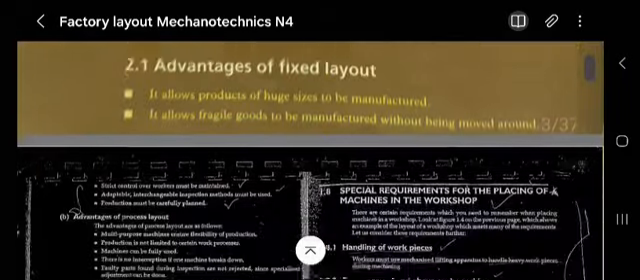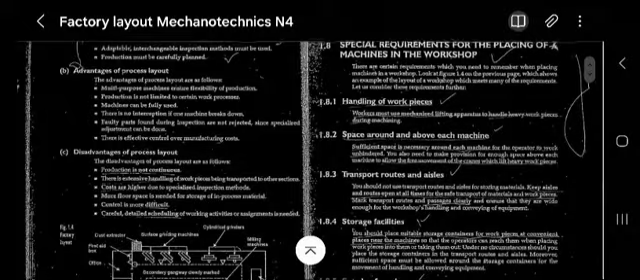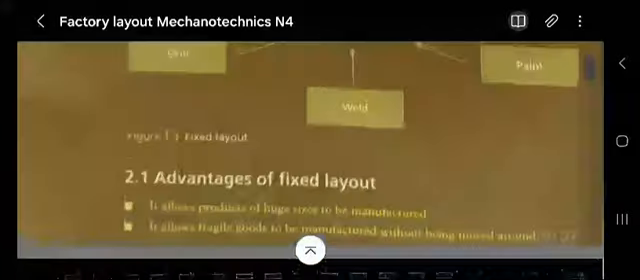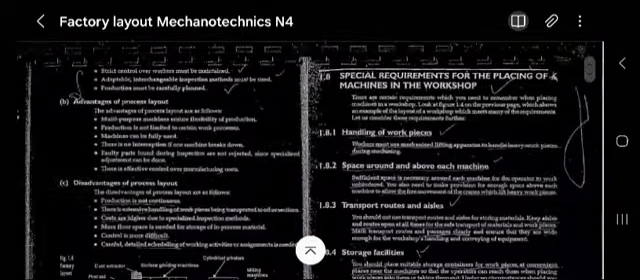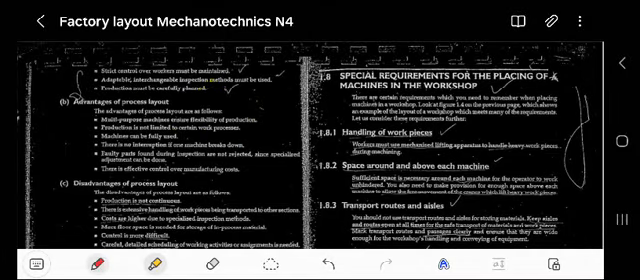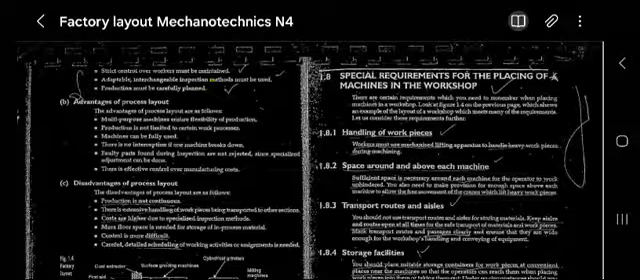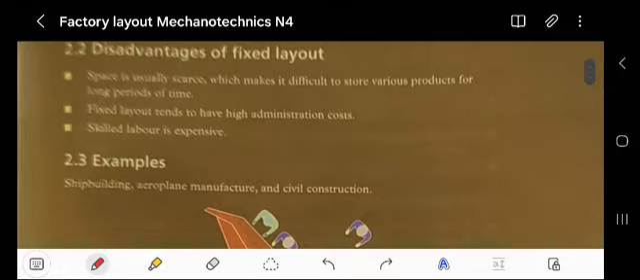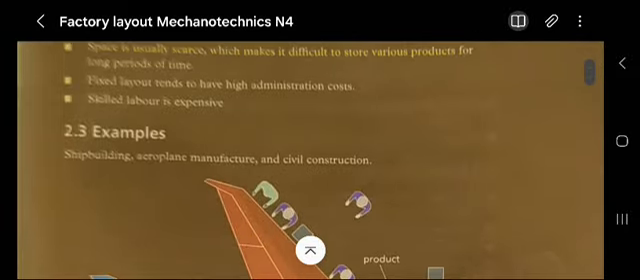Before we come here, we have these advantages. Let me first enter here the disadvantages of fixed layout. Space is usually scarce, which makes it difficult to store various products. The space is limited for a long period of time.